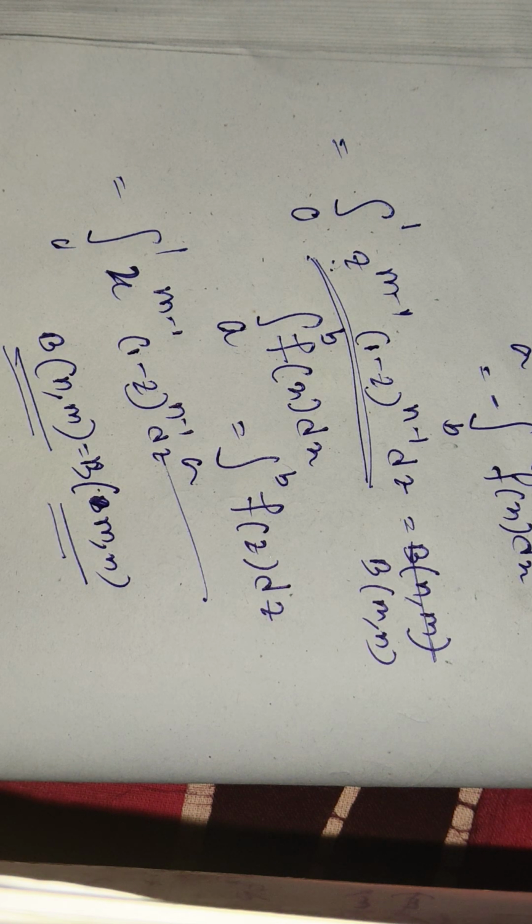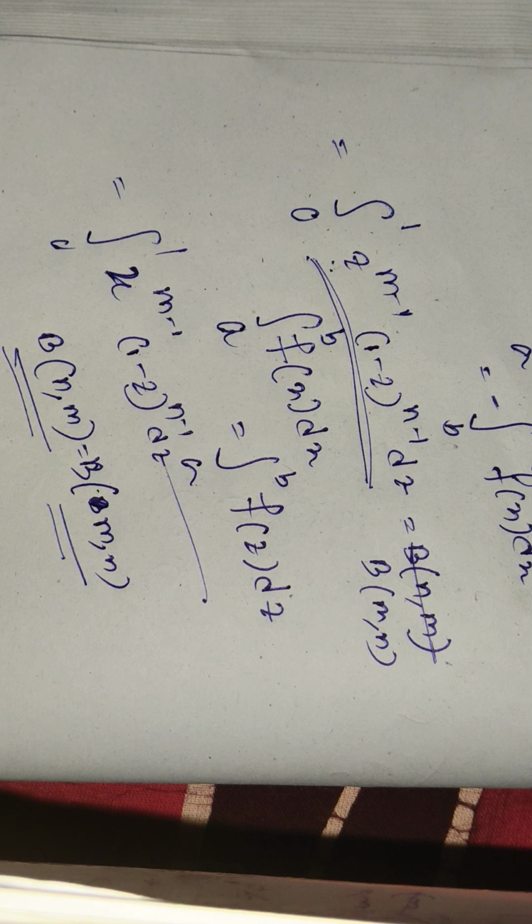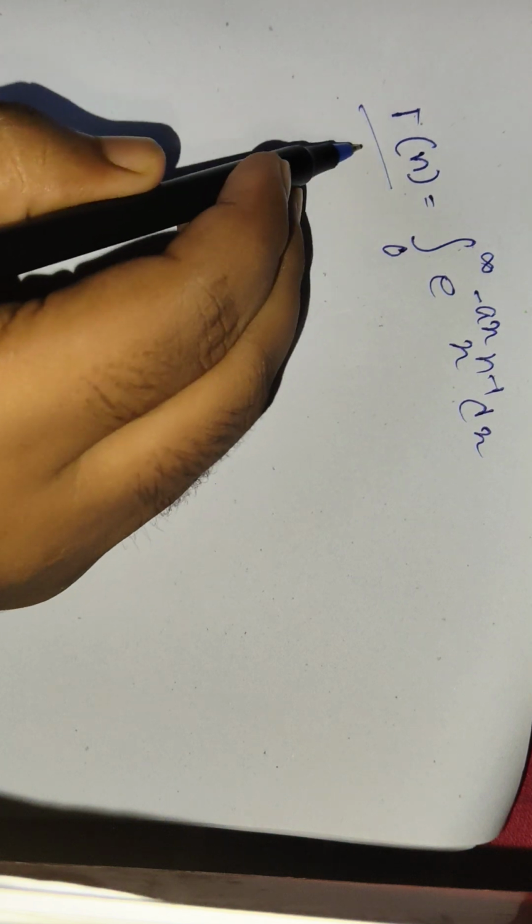Now let's move on to the relation between the beta function and the gamma function, which is very important for any kind of question. Even if the examiner asks you to prove the relation between the beta function and the gamma function, let's prove it. But first, before going to the proof, I want to prove another thing. Wait a moment, let me scroll down.